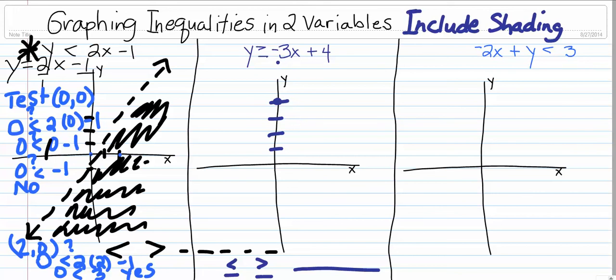Now to get to other points on my line, I need to have a slope of negative 3, which means for my rise, I'm going to go down 3. 1, 2, 3, and I'm going to go to the right 1. And I'm going to put a dot there. And because I like to have 3 points, I'm going to go down 1, 2, 3, right 1, and put a dot there.